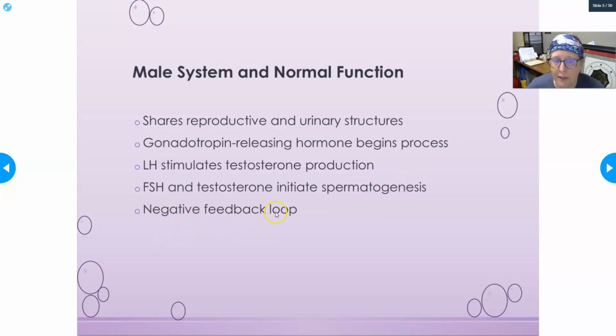And this is also on a negative feedback loop, meaning if enough sperm are made, then the negative feedback will tell it, okay, we don't have to produce any more, but then if they all leave the body, then we've got to produce some more. And so there's a negative feedback loop system to control that.